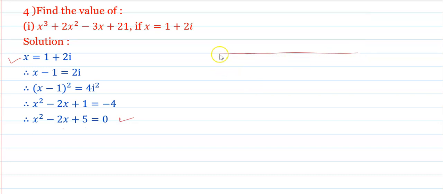Okay. The first is x cube plus 2x square minus 3x plus 21 is divided by x square minus 2x plus 5. I will write here x square minus 2x plus 5.